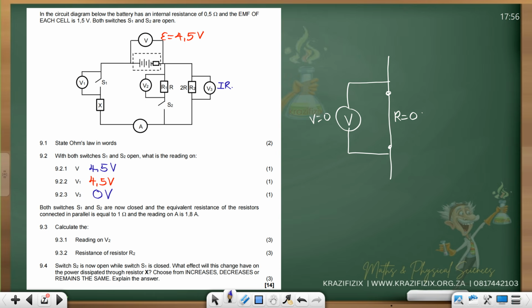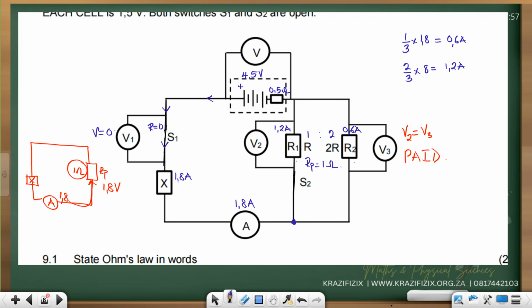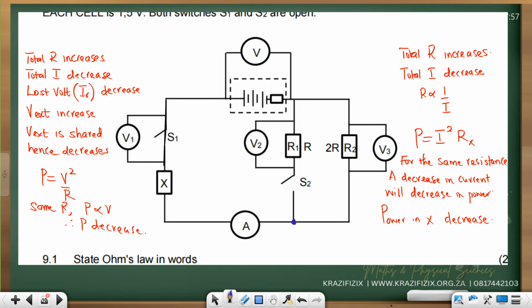You understand why V1 is what? The EMF, right? Still measuring across. But when S1 is now closed, V1 becomes what? 0. With V3, yes, there is a resistance there, but I is equal to what? 0. So V is 0 multiplied by the value of the resistance, and that is 0 volts. Beautiful. So take note of that. That's a very lovely one, and I'm glad.